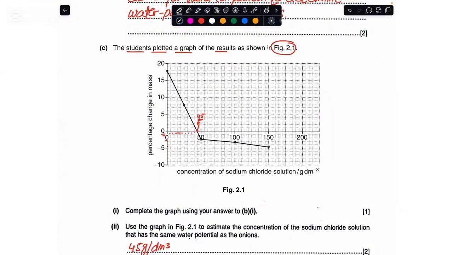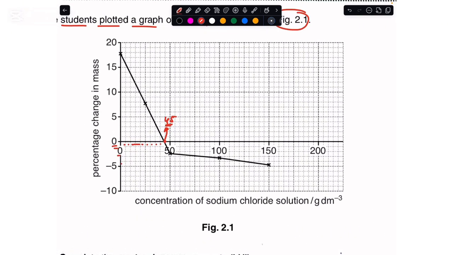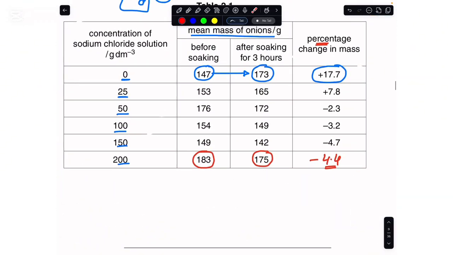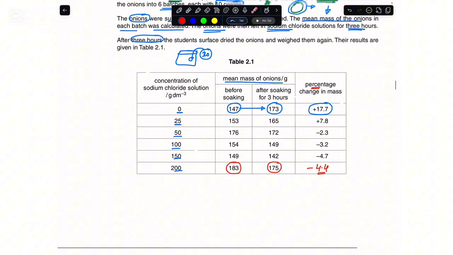Now here the examiner wants us to complete the graph, and we need to include our answer to B first part. If you look at the graph, they have given you the markings till 150 gram per dm cube concentration of the sodium chloride. And if I move back toward the table here, you see that we have this 200, and against this we have the value of minus 4.4.